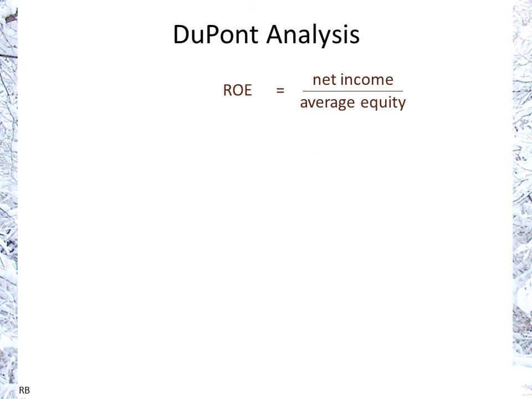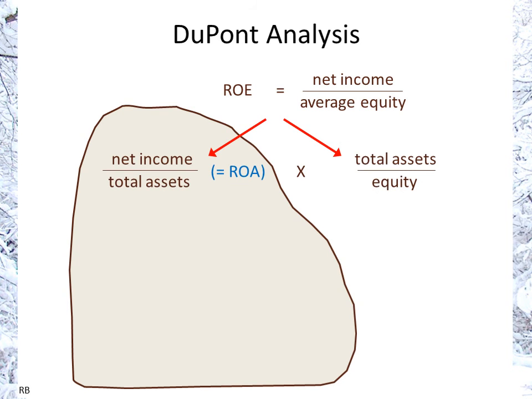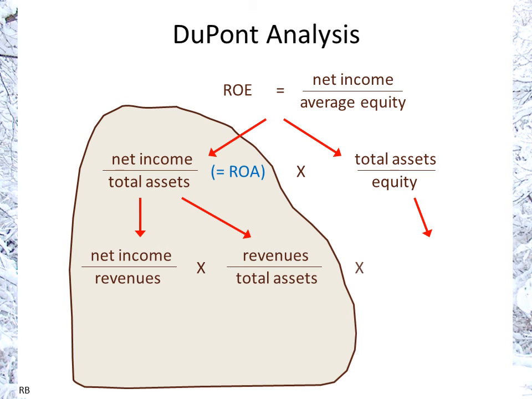Now the DuPont analysis is calculating the return on equity, which is net income over average equity, and breaking it down. So we'll look at the gray blob. We have net income over total assets. We multiply that by total assets over equity. That gives us the net income over average equity. And then we can analyze that further, and we see that that's net income divided by revenues times revenues over assets times assets over equity.